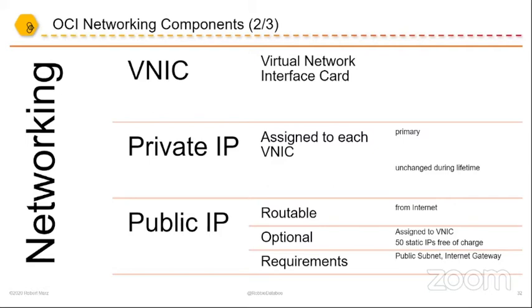If you want to set up a public IP address, you need a public subnet, so a subnet that is declared public, and an internet gateway. And if you remember the wizard I just clicked through in the first demo, it created a public subnet and an internet gateway for that purpose.